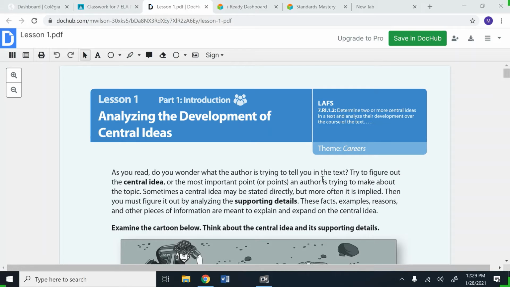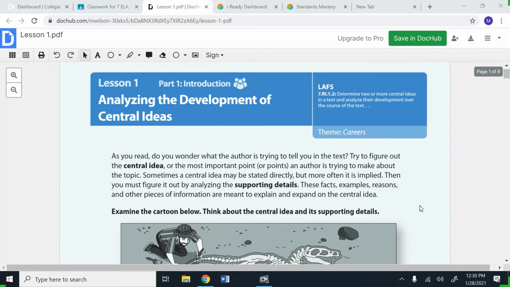It says, as you read, do you wonder what the author is trying to tell you in the text? Try to figure out the central idea, or the most important point or points an author is trying to make about the topic. Sometimes a central idea may be stated directly, but more often it is implied. Then you must figure it out by analyzing the supporting details. These facts, examples, reasons, and other pieces of information are meant to explain and expand on the central idea.